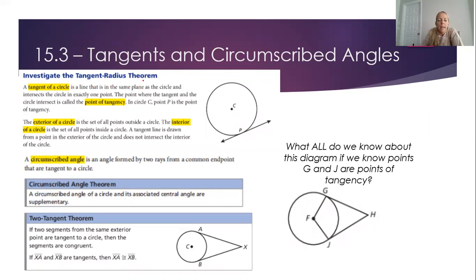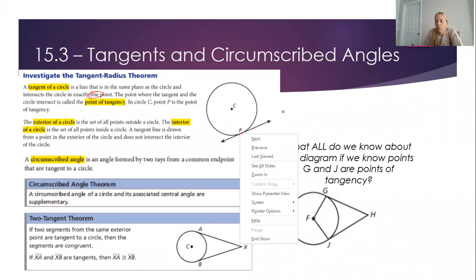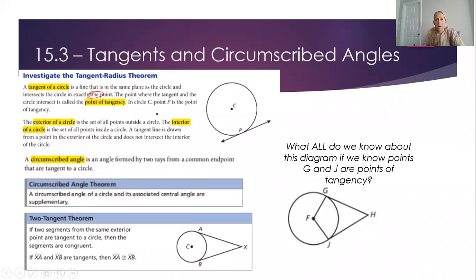All right, and so it intersects the circle, and this is the key to tangent, exactly 1 point. It intersects the circle in exactly 1 point. That's key. Over here in our diagram, P is that exactly 1 point where we intersect the circle. So P intersects the circle in exactly 1 point.